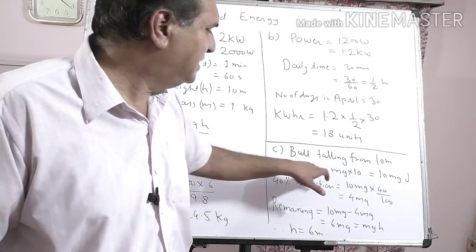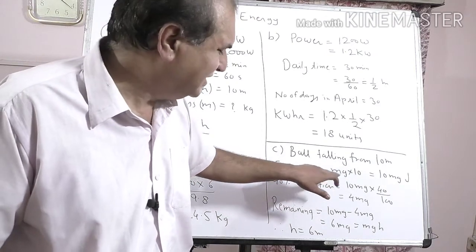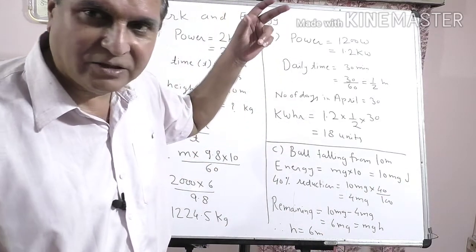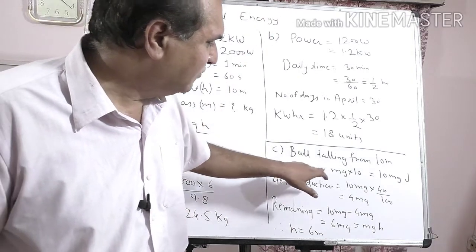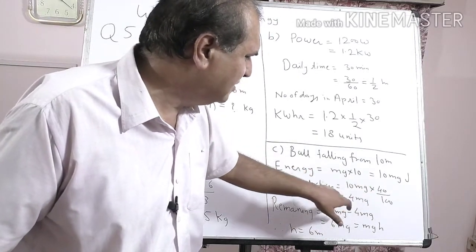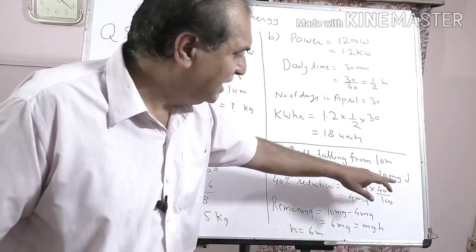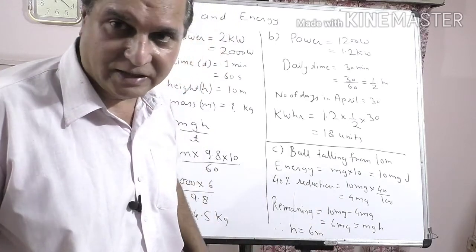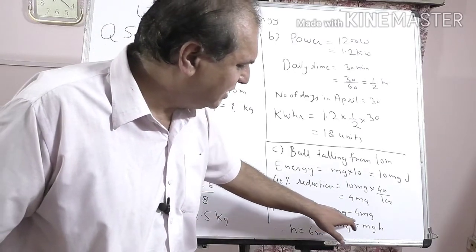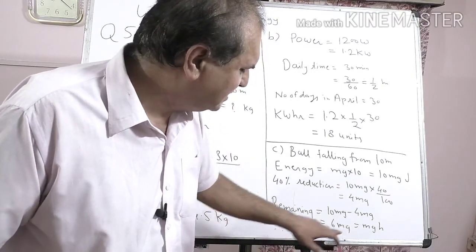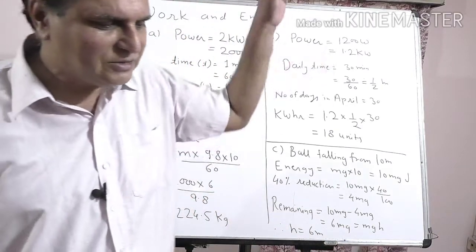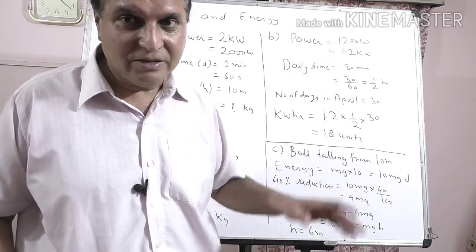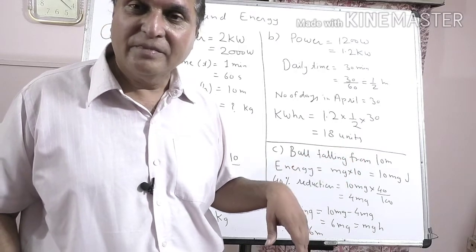So total energy mgh. mg is not given, let it be, g is 9.8, but still mg into 10, so 10 mg joule, the initial energy of the ball. 40% reduction, 40% of 10 mg is 10 mg into 40 by 100, so 4 mg is the reduction. So 10 mg total initial, 4 mg is subtracted, so remaining is 6 mg energy. 6 mg energy equal to mgh. You can compare, h is 6 meter, it will again rise to 6 meter. Understanding?